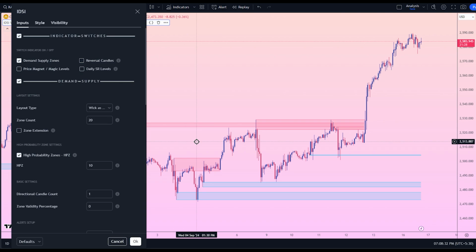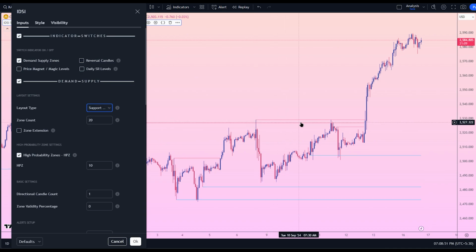Let's walk through the settings of the demand and supply zone indicator, starting with the layout settings. Inside the layout settings, you'll find 3 different options. The first one is layout type, and when you click on it, you'll see 4 options. The first option is support or resistance. Once selected, lines representing support and resistance levels will be drawn on the chart, showing areas where price tends to bounce or reverse.